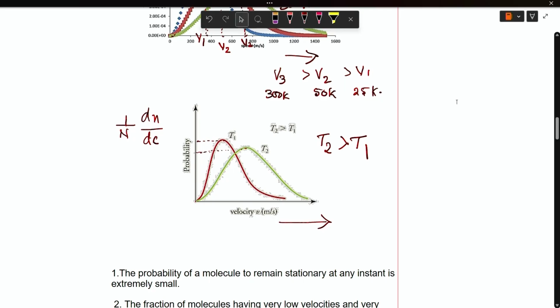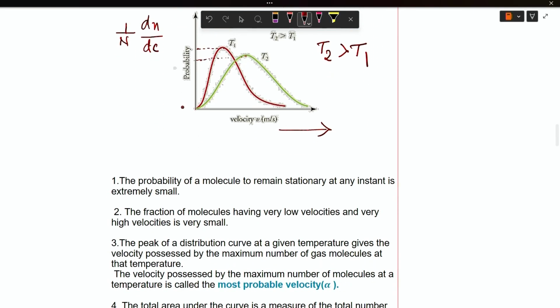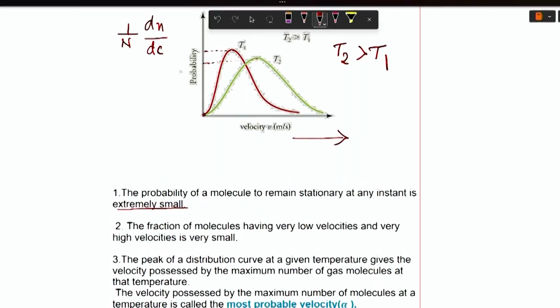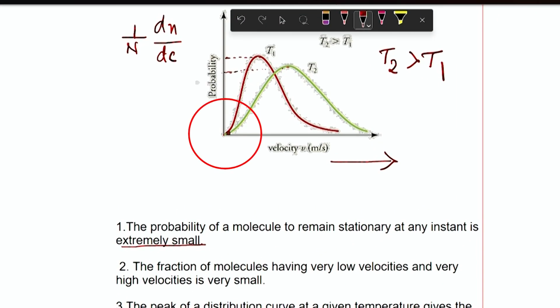Now, when we watch these two plots, we can see some observations, like the probability of a molecule remaining stationary at any instant is extremely small. Here, stationary means it is fixed, it is not moving, or you can consider where the velocity is equal to 0. See the probability, it is almost 0.